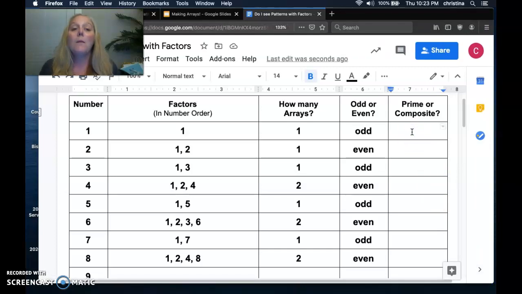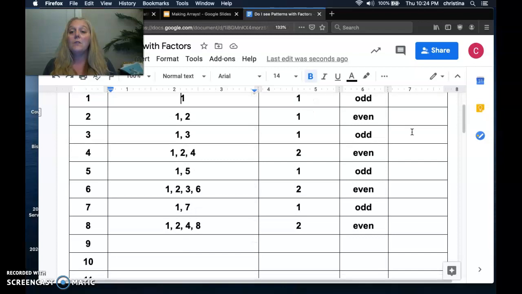Now, prime and composite numbers are determined based on the factors of a number. So if we look at our factors over here, you'll notice that the number 2 has 2 factors, and you're going to notice that there are several numbers that only have 2 factors.